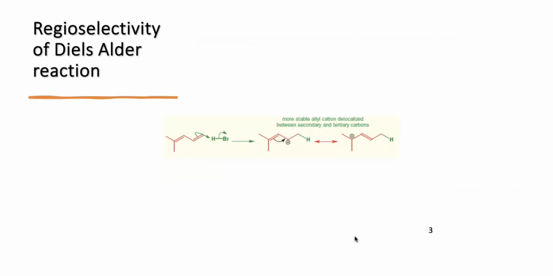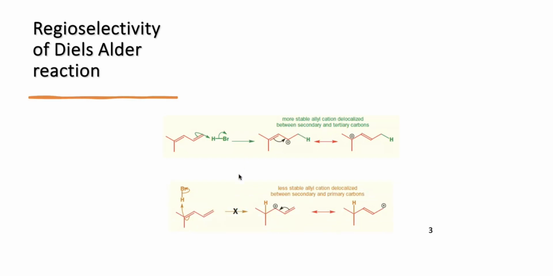Now, coming to the unsymmetrical diene, here the attack will take place from the terminal carbon. So it will result in the formation of this carbocation. It is a secondary carbocation, and once it gets delocalized, it will result in the formation of a tertiary carbocation. So we can see the more stable allyl cation, which is delocalized between a secondary and a tertiary carbon.